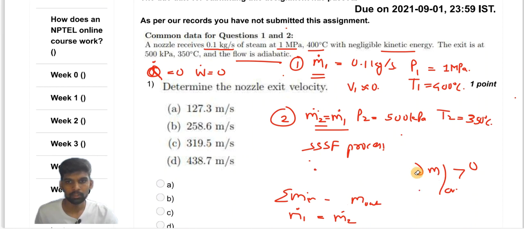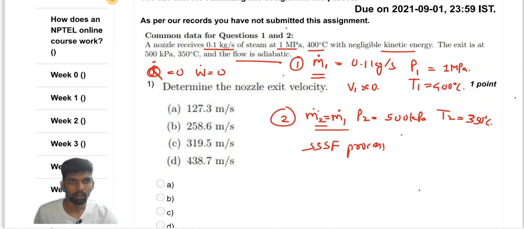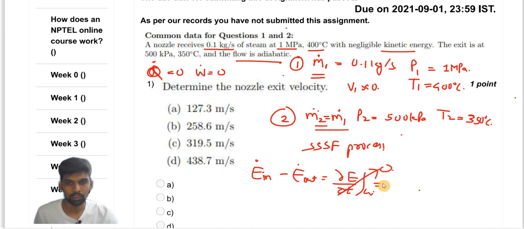Then second thing is energy balance. So what we have, E dot in minus E dot out is equal to dE by dt of CV. I am doing this in question number 1, and I will not do this again throughout this assignment. This will be 0 since it is a steady state steady flow process. So which means E dot in is equal to E dot out.